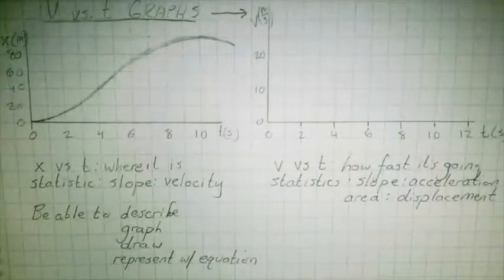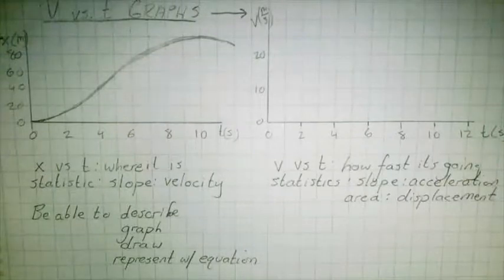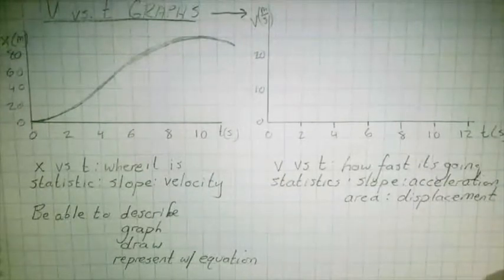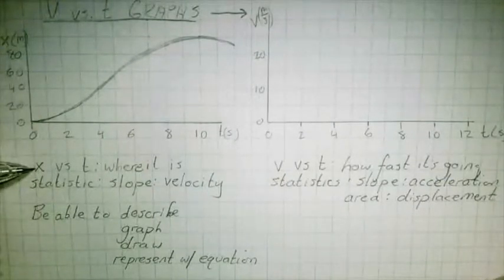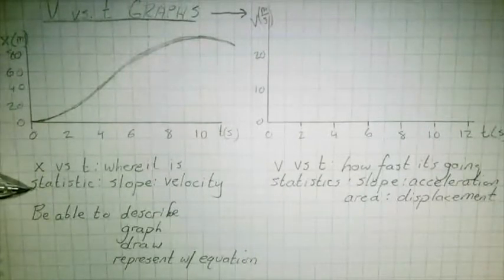In this video, I'm going to talk about velocity versus time graphs. And I want to start over here with a position versus time graph and sort of show how we go from that into the velocity versus time realm. So I've got something here. The position versus time shows where it is at any given time. And the statistic that we need from that is the slope, which is the velocity.